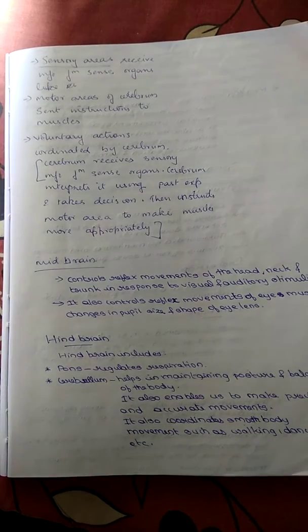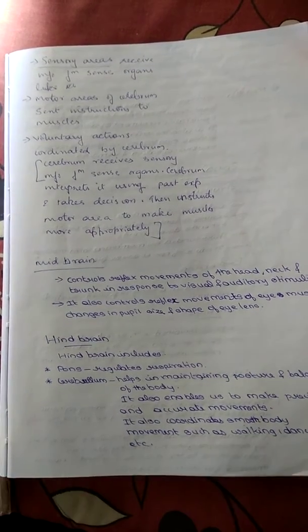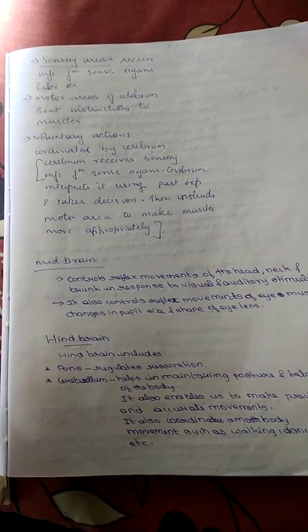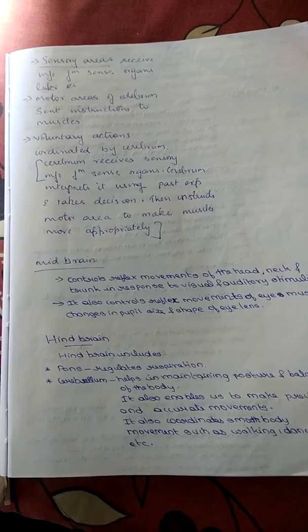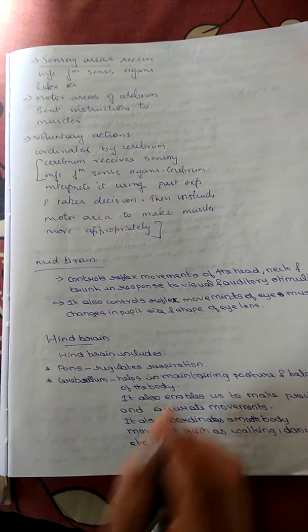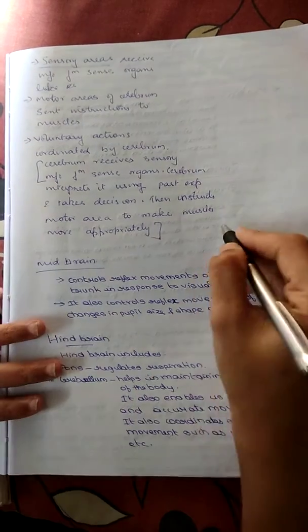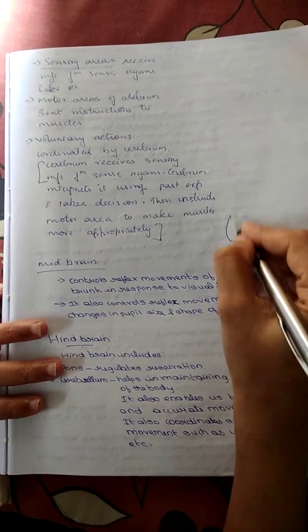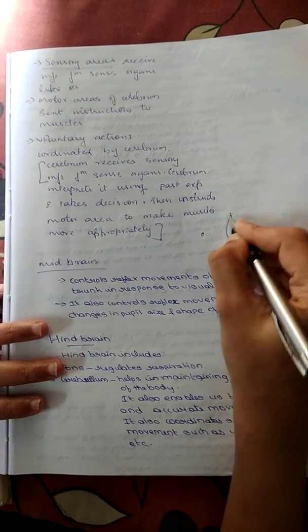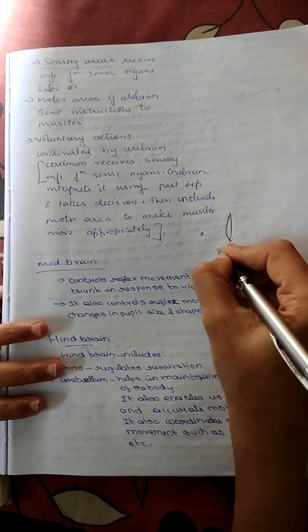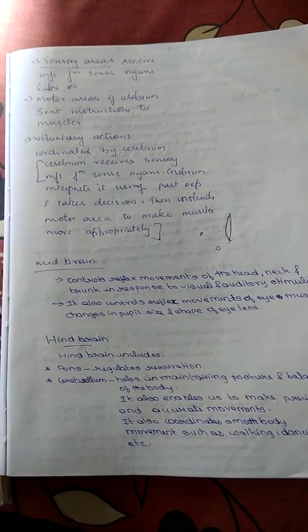So what does the midbrain do? The midbrain controls the reflex movements of the head, neck, and trunk in response to visual and auditory stimuli. It also controls the reflex of the eye muscles and changes the pupil size and the shape of the eye lens. The shape of the eye lens changes based on where the object is. Changing the shape of the eye lens and the pupil size is done by the midbrain.